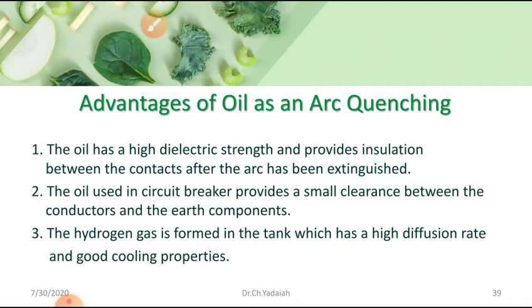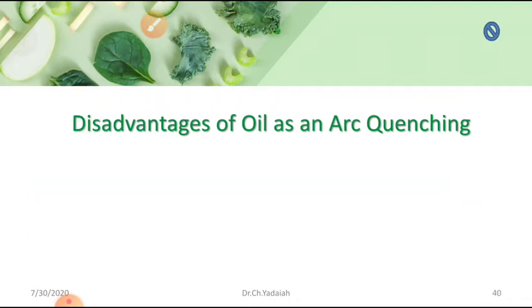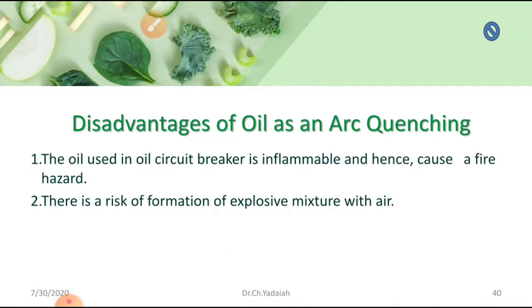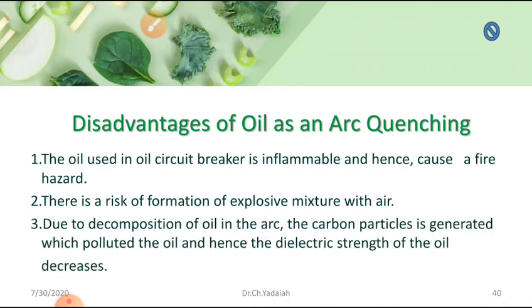What are the disadvantages? It has some disadvantages. What is that? The oil used in the oil circuit breaker is inflammable. Now we have seen what is happening: the transformers are blasting due to the oil. It is inflammable and a cause of fire hazards. There is a risk of formation of an explosive mixture with air if it comes in contact. And due to the decomposition of the oil in the arc, carbon particles are generated which pollute the oil, and hence the dielectric strength of the oil also decreases. These are the three disadvantages of oil circuit breakers.